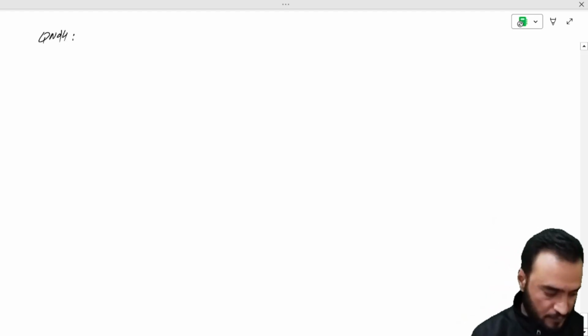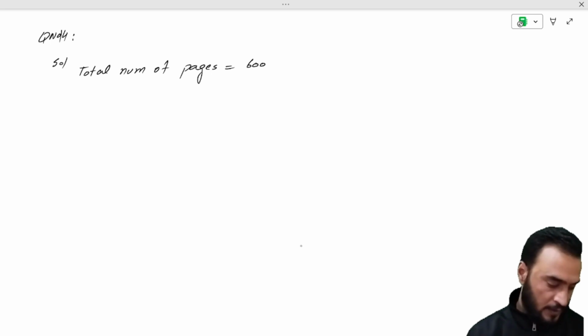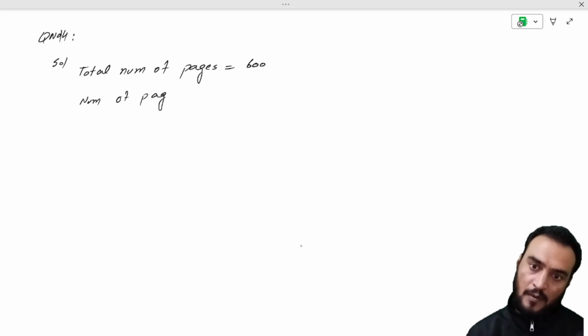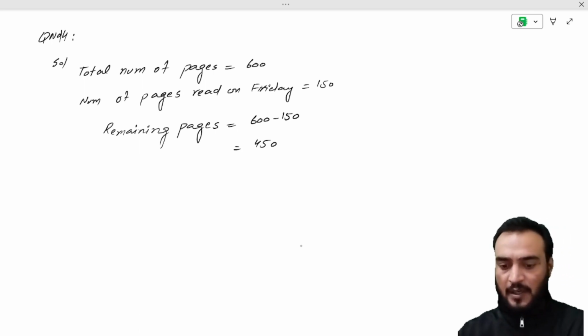So let us solve this. Total number of pages is equal to 600. Number of pages read on Friday is equal to 150. Remaining pages is equal to 600 minus 150, which is equal to 450. 450 pages are remaining. Now let us move toward the next part.